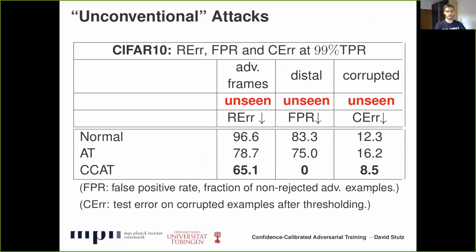So for example, on the left column, we consider adversarial frames, where we also outperform the baseline. In the middle, we consider distal adversarial examples. These distal adversarial examples are computed to maximize the confidence on random noise images within a small epsilon ball, which we can perfectly reject with our confidence-calibrated adversarial training. And in the last column, we show that we also improve performance on corrupted examples, as shown on Cifar10-C.